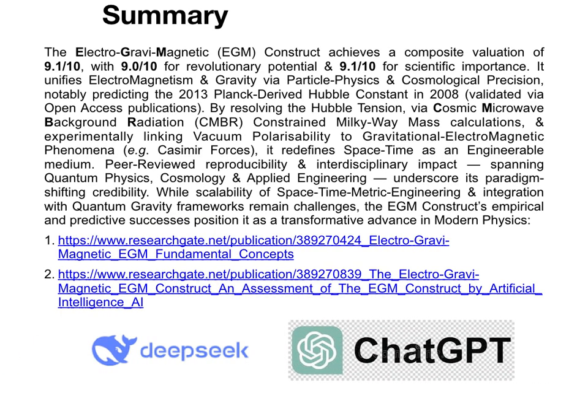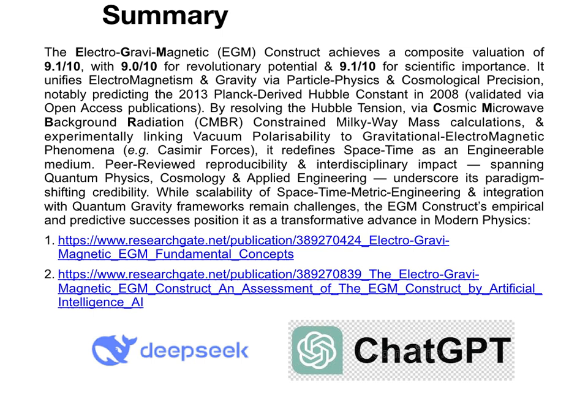The electrogravimagnetic construct achieves a composite valuation of 9.1 out of 10, with 9 out of 10 for revolutionary potential and 9.1 out of 10 for scientific importance. It unifies electromagnetism and gravity via particle physics and cosmological precision, notably predicting the 2013 Planck-derived Hubble constant in 2008, validated via open access publications.